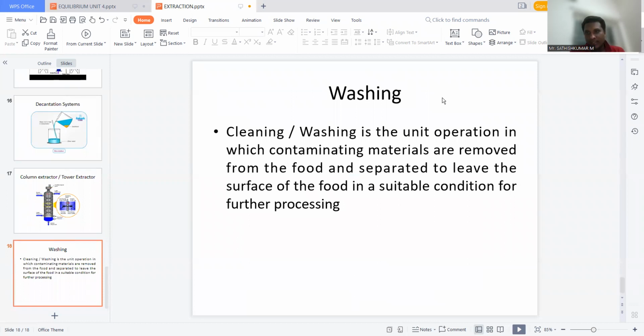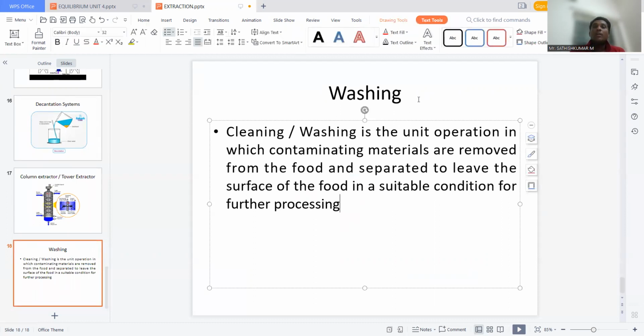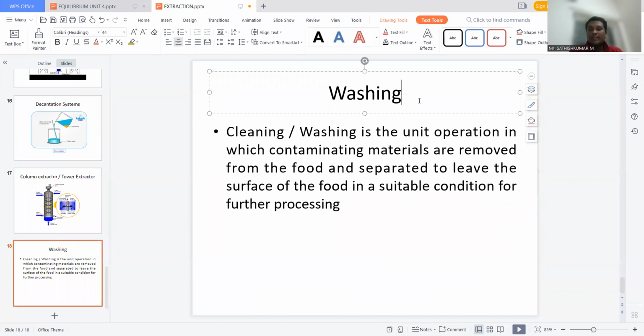After the extracting process, we are moving into the washing process. Cleaning and washing is the unit operation in which contaminating materials are removed from the food and separated to leave the surface of the food in suitable condition for further processing. This extraction and washing process is followed by the distillation process. The distillation process will be discussed in the next presentation.